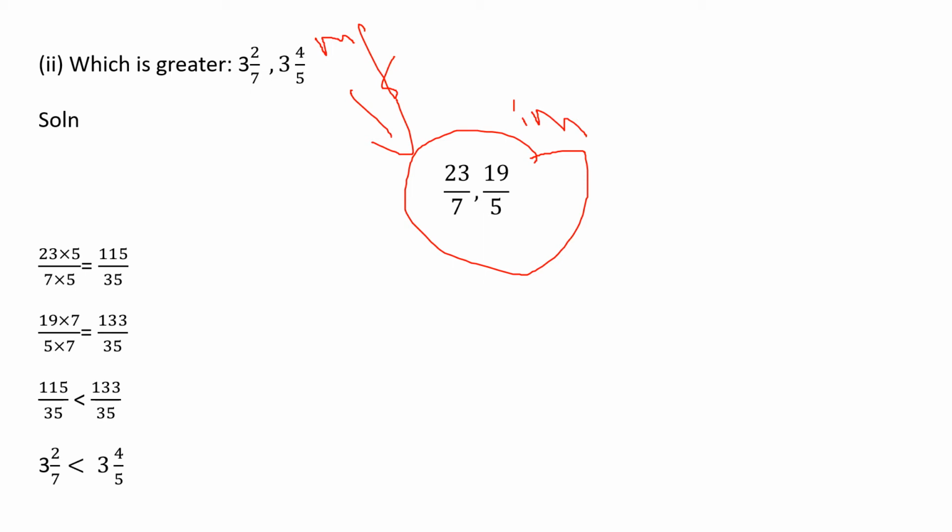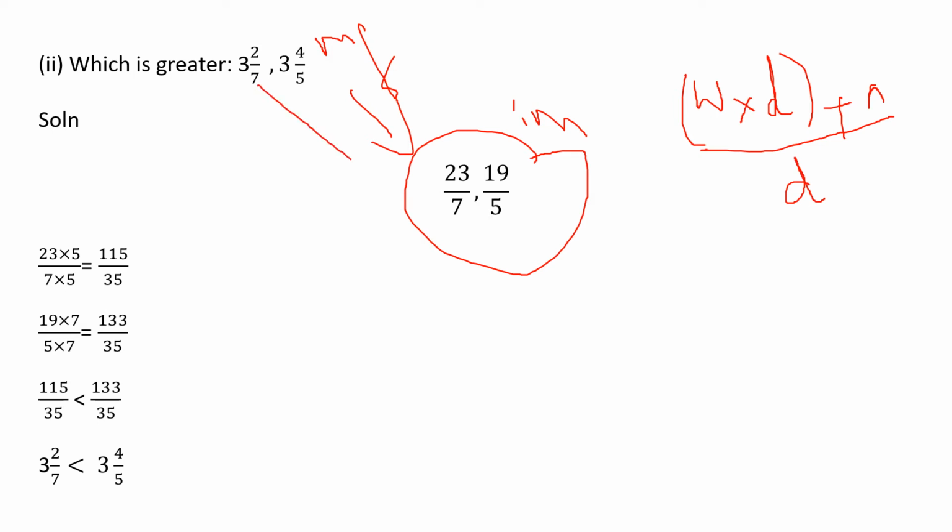So first, the given question is in mixed fraction. So first you want to convert that into improper fraction. So 3 into 7, 3 sevens are 21. 21 plus 2. Do you remember this formula? Whole number into denominator. We have learned this in chapter 2. Whole number into denominator plus numerator, divided by denominator. So the denominator will be same.